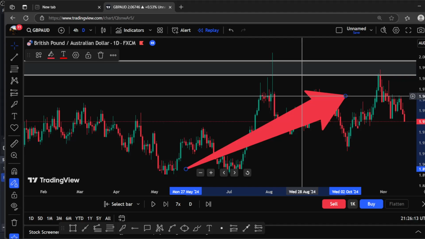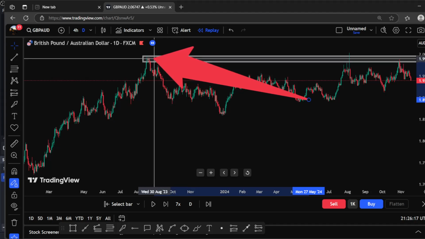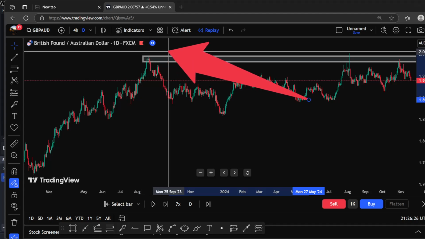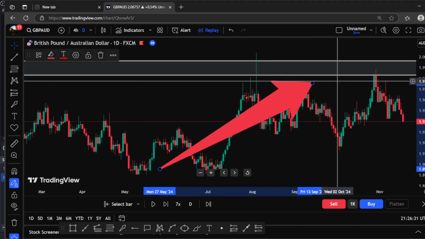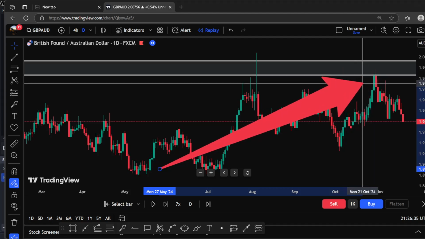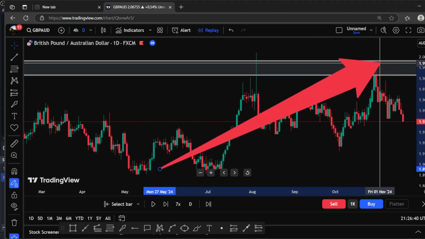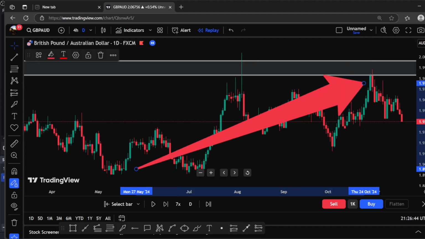And remember that since August 2023, we've not had a break and close above this level. So this is a very good and strong level for the support and resistance traders and the supply and demand traders to take their trades off from that level. All right, so let's see what happened.